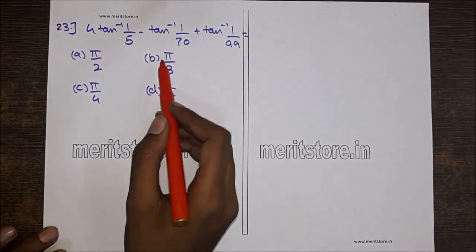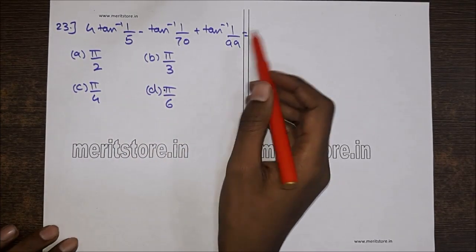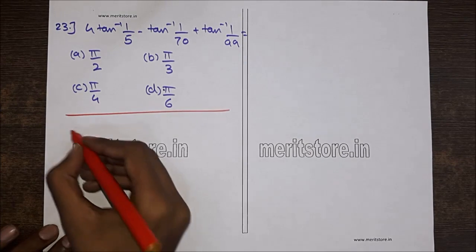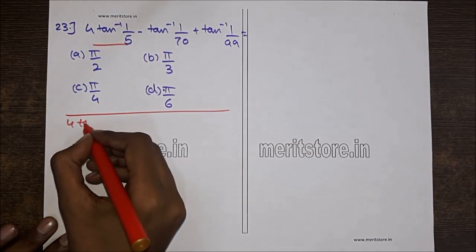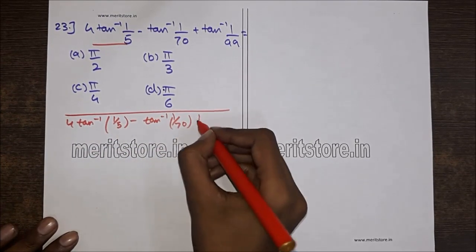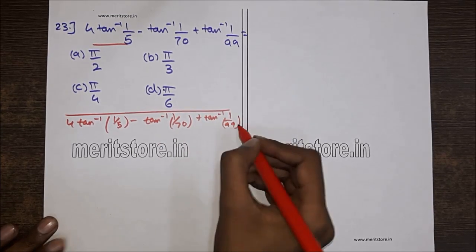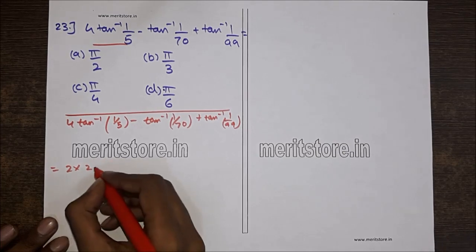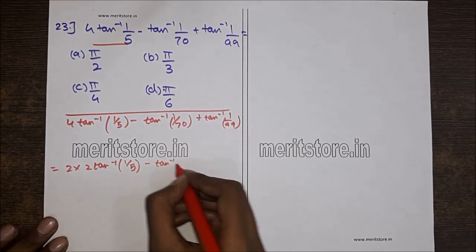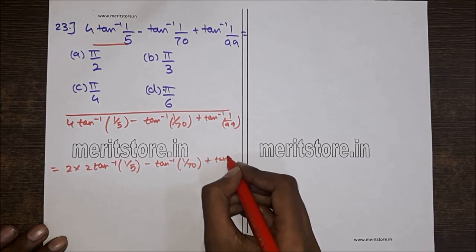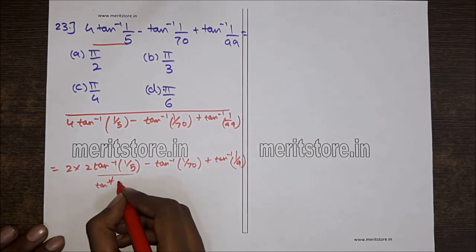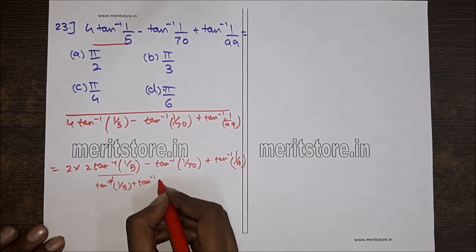4 tan inverse of 1 by 5 minus tan inverse of 1 by 70 plus tan inverse of 1 by 99 is option A pi by 2, option B pi by 3, option C pi by 4, option D pi by 6. So first we simplify this term. We have 4 tan inverse of 1 by 5 minus tan inverse of 1 by 70 plus tan inverse of 1 by 99. This can be written as 2 into 2 tan inverse of 1 by 5 minus tan inverse of 1 by 70 plus tan inverse of 1 by 99. This can be expressed as tan inverse of 1 by 5 plus tan inverse of 1 by 5.